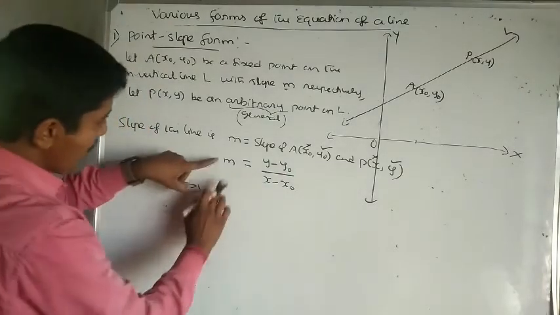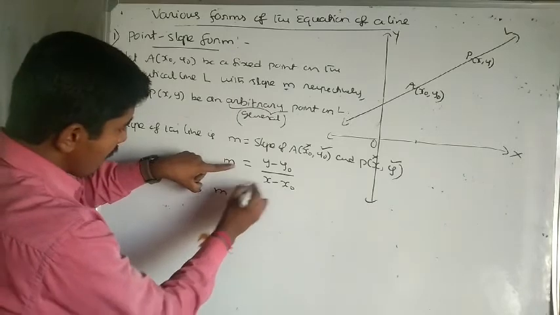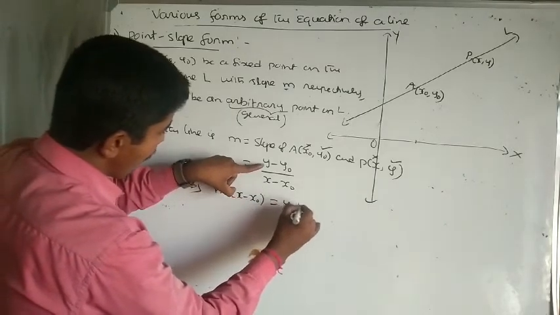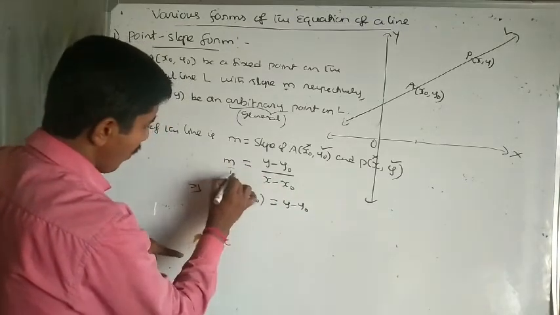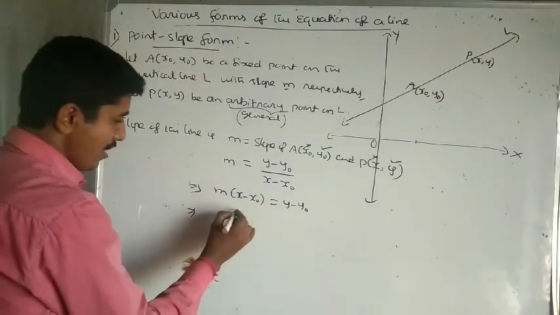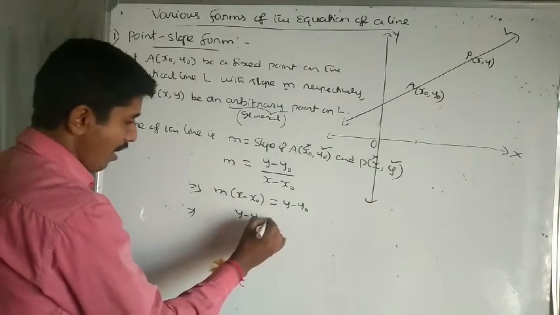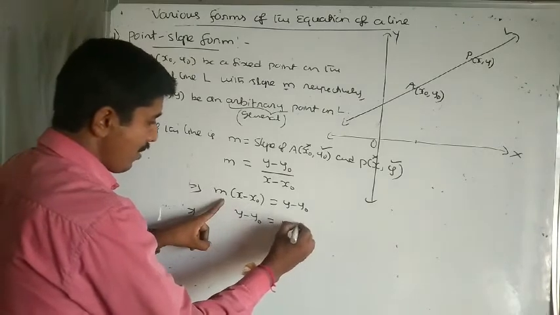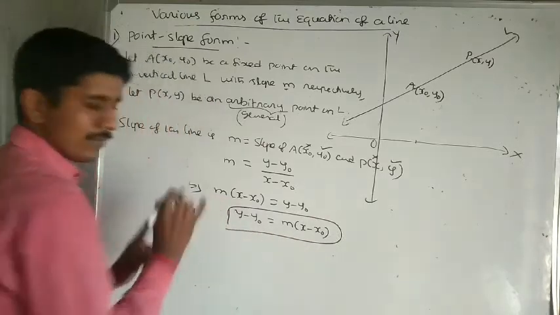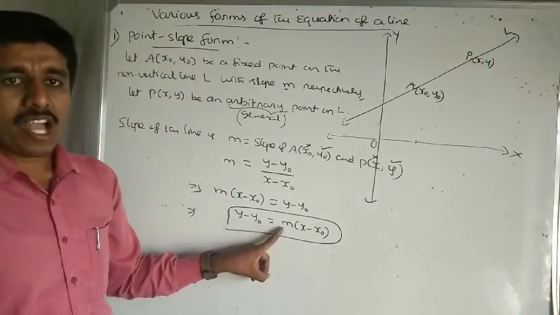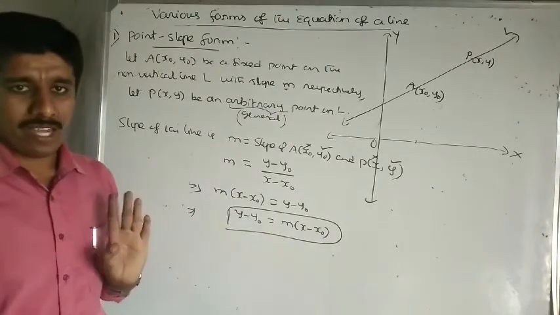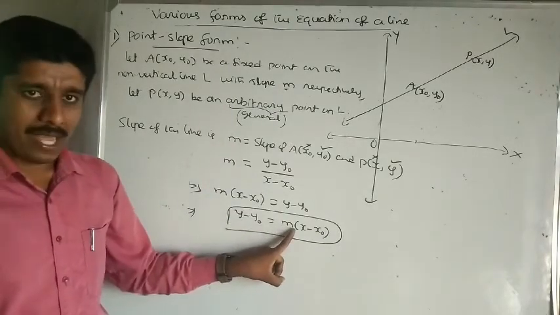By cross multiplication, m into x minus x naught equals y minus y naught. Interchanging LHS and RHS, y minus y naught equals m into x minus x naught. This is the equation of the line, very important, in point slope form.